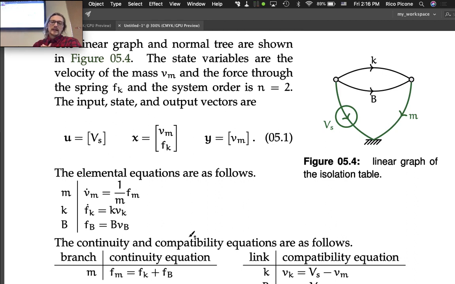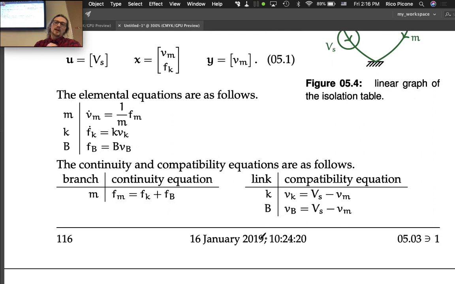So the elemental equations are as follows. We have three elements, the mass, spring, and the damper. So we write out their elemental equations. The first one is just Newton's second law, right? F equals ma. The second one is the time derivative of Hooke's law, which is we differentiate F equals kx, x being the displacement of the spring from equilibrium. And B is a damper, and so it has a force that is proportional to the velocity across it. So those are our elemental equations.